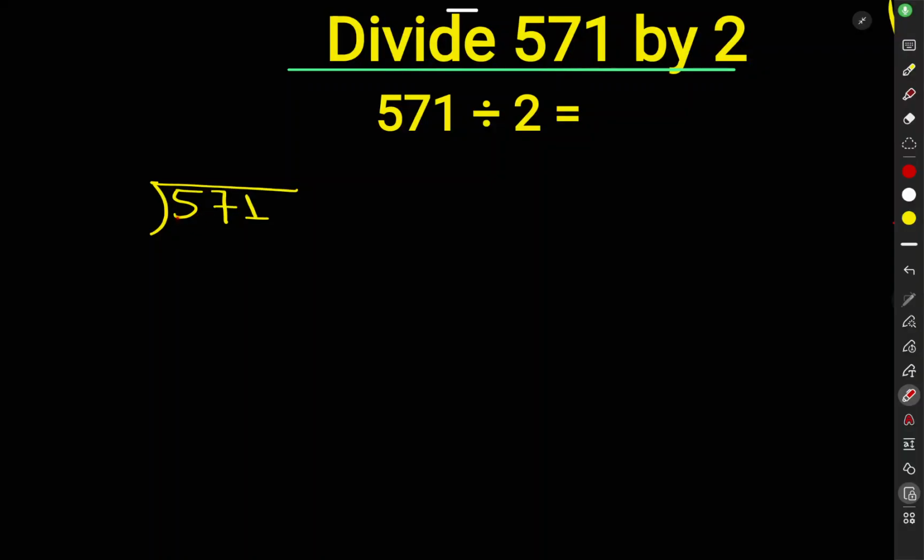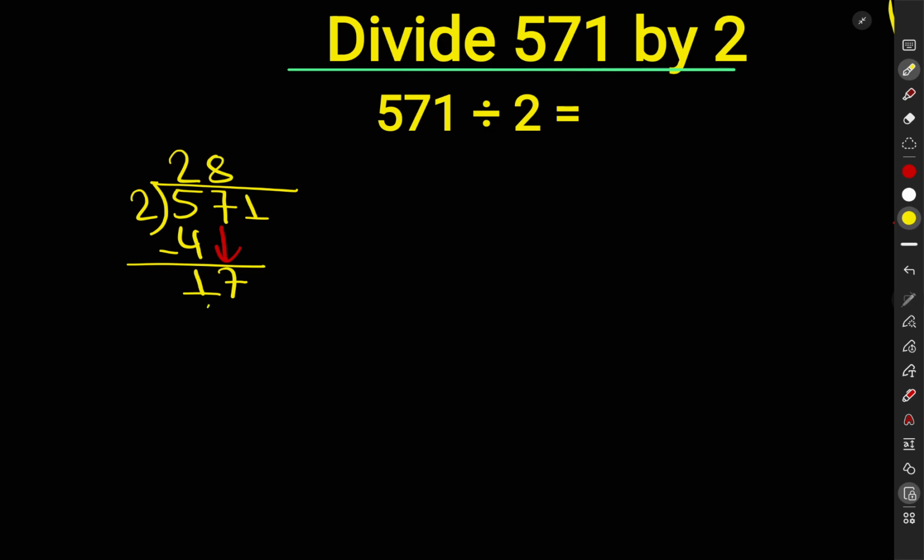We divide 571 by 2 in long division method. 2 times 2 is 4. On subtracting, we get 1. So now we put down this 7 and it is 17.